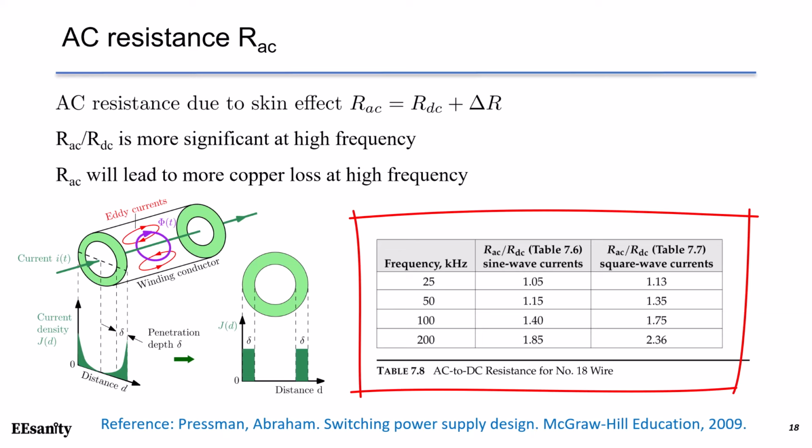On the right-hand side, this table provides a ratio of AC resistance RAC to DC resistance RDC at 4 different frequencies from 25 kHz to 200 kHz. This is the commonly used switching frequency for switch mode power supplies. Sine wave and square wave currents are both provided. This table shows as frequency goes up, RAC increases as well. In addition, at the same frequency, the square wave current has more RAC than sine wave, since square wave has higher frequency components than pure sine waves.